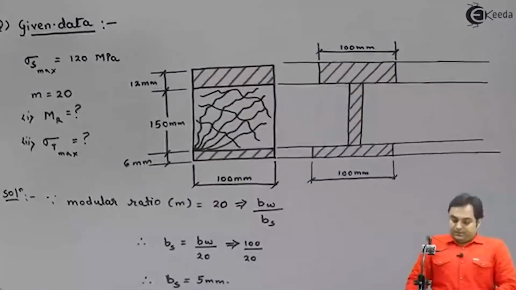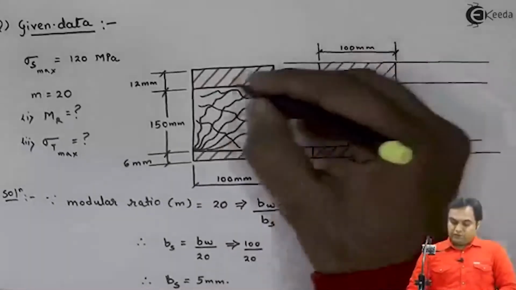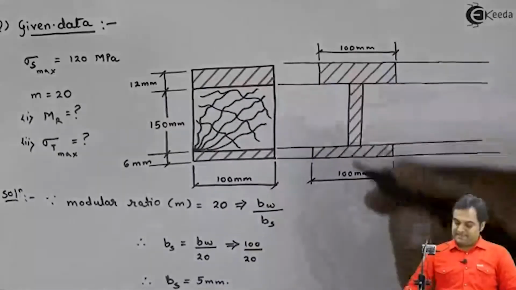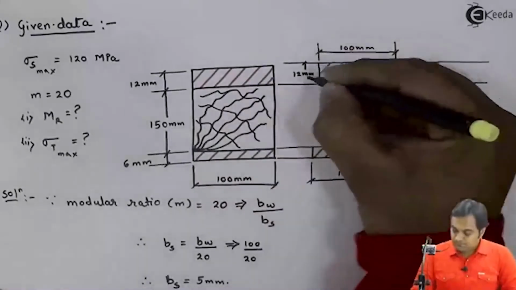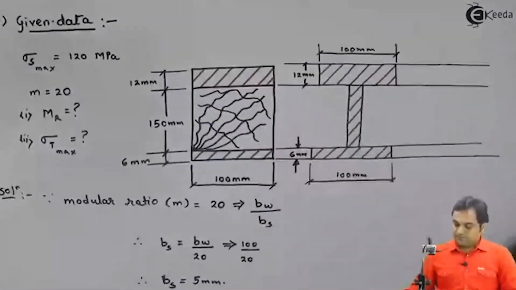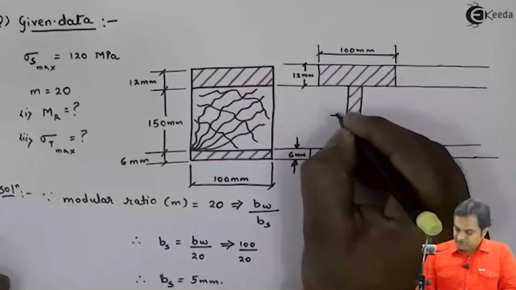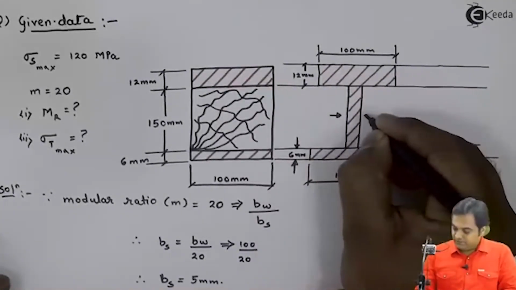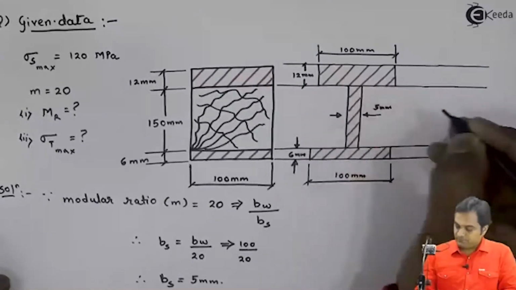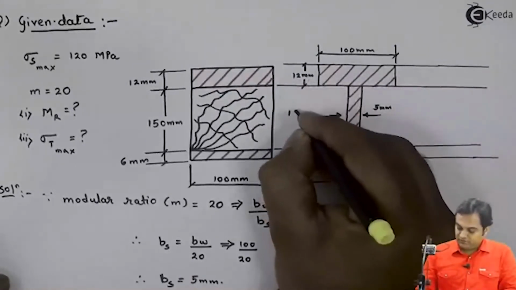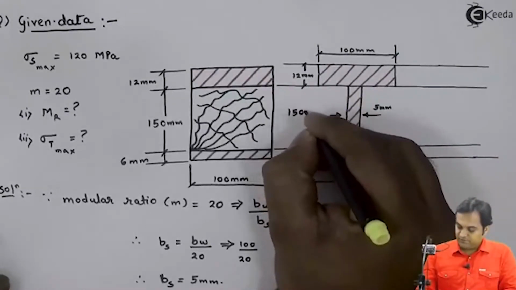Next, the thickness of the top layer is 12, which we already have, and the thickness of the bottom layer is 6. The width of this section, which I have converted from wood to steel, is 5 mm, and its height is 150 mm.